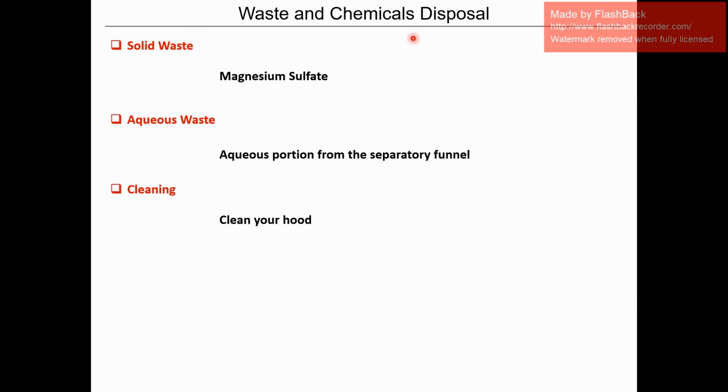At the end, for waste and chemical disposal: in the solid waste, we are going to have the magnesium sulfate. In the aqueous waste, the aqueous portion from the separatory funnel. And as usual, we are going to be cleaning the hoods before leaving.